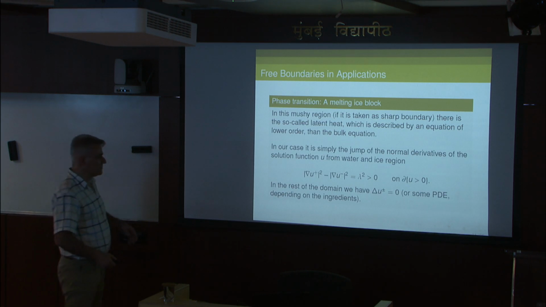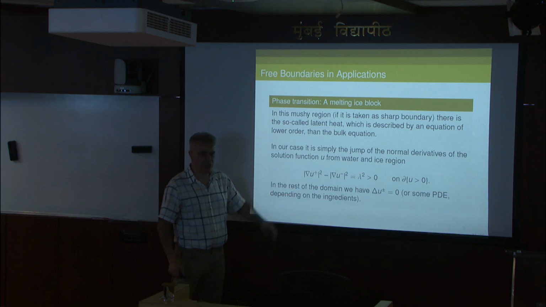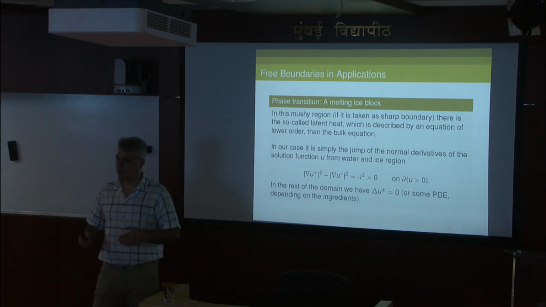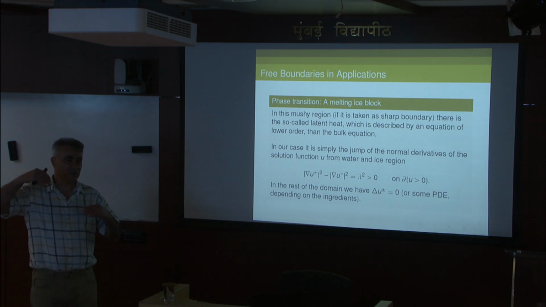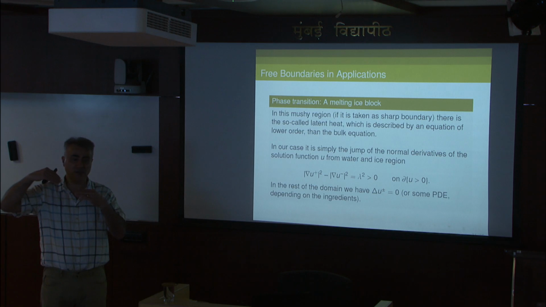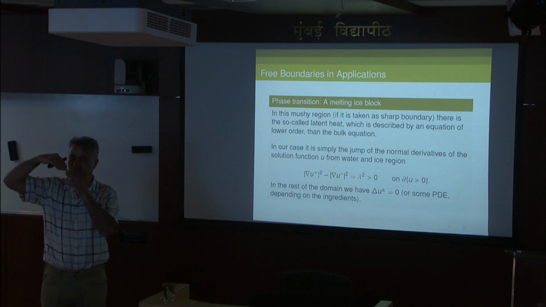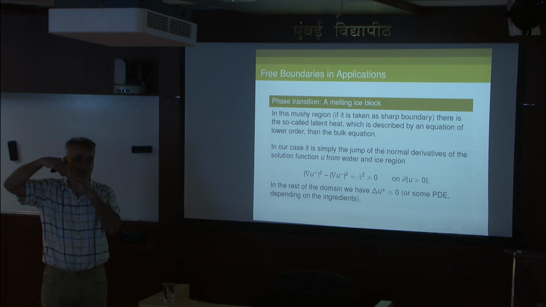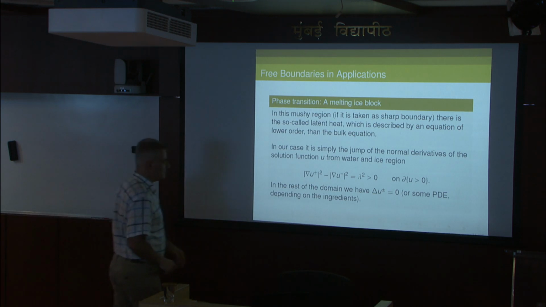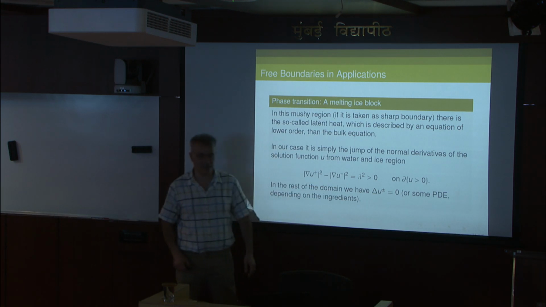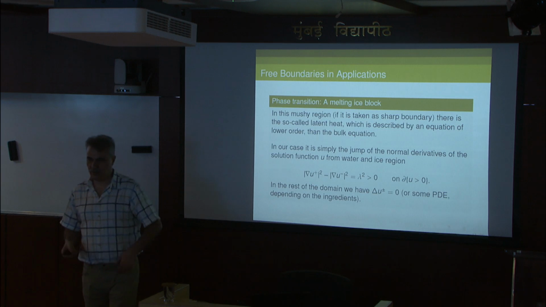So here is the condition that I told you about, the jump. So we may have a jump. So the gradient of one side minus the gradient of the other side, they're not equal. If they're equal, it's something like this. If they're not equal, there's a jump of the gradient. And you get that jump is usually a number, a positive number, depending on which side you're looking at.